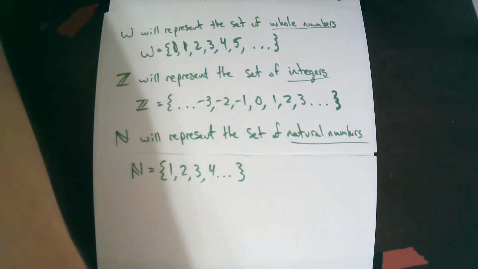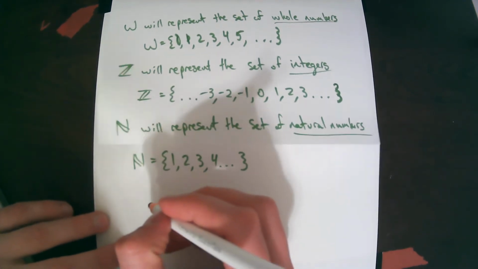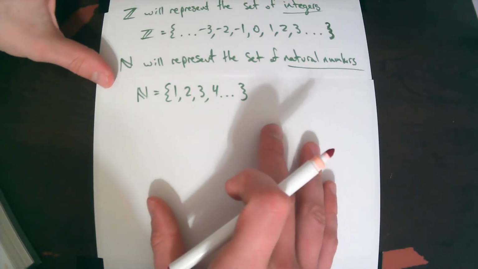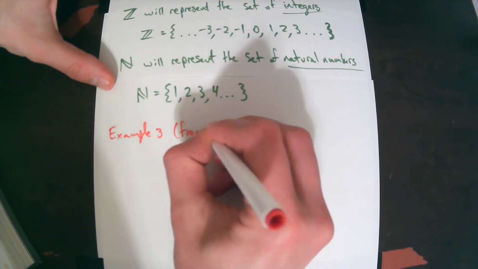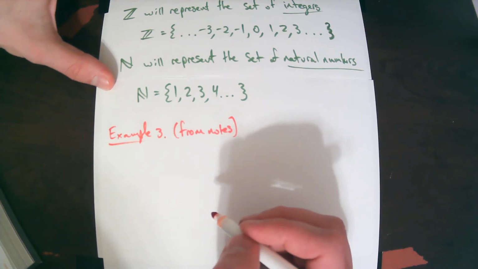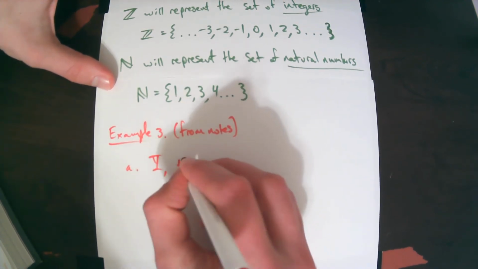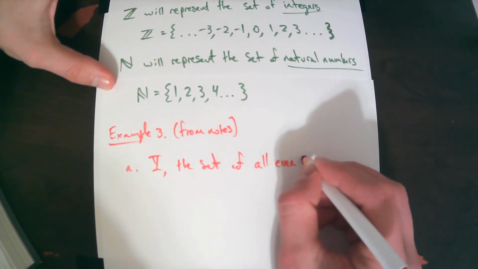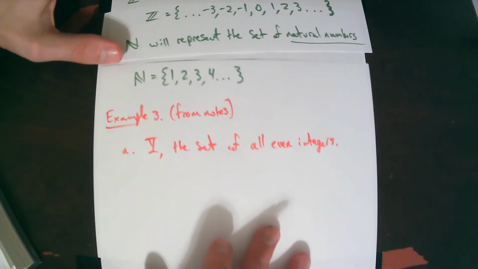Okay, now let's look at example 3 that says, use set builder notation to represent each set. Okay, example 3 from the notes. Use set builder notation to represent each set. We've got part A is y, which we're calling the set of all even integers. The set of all even integers.